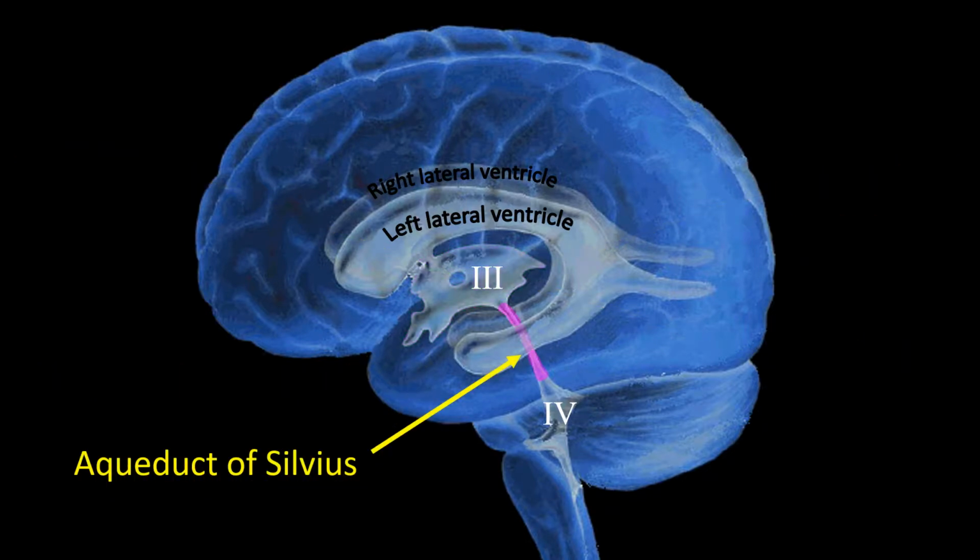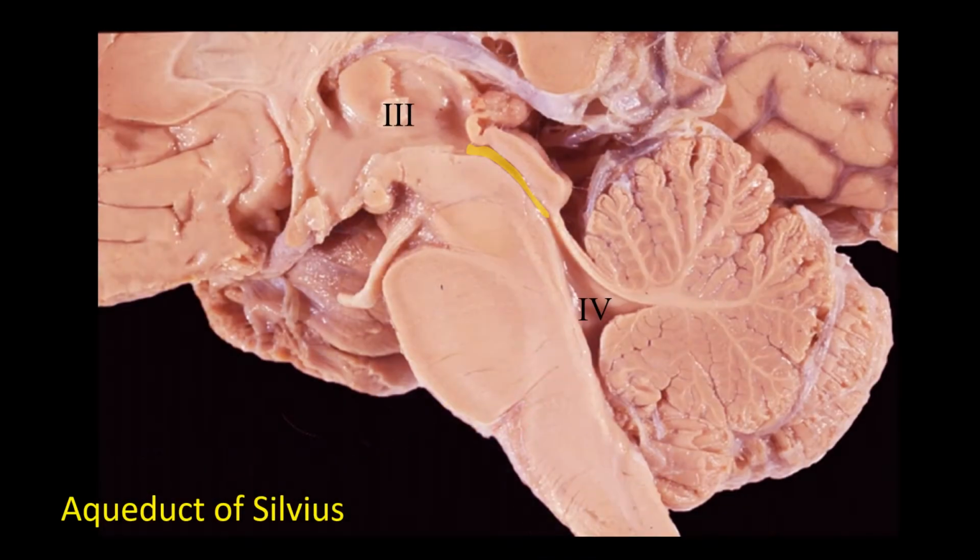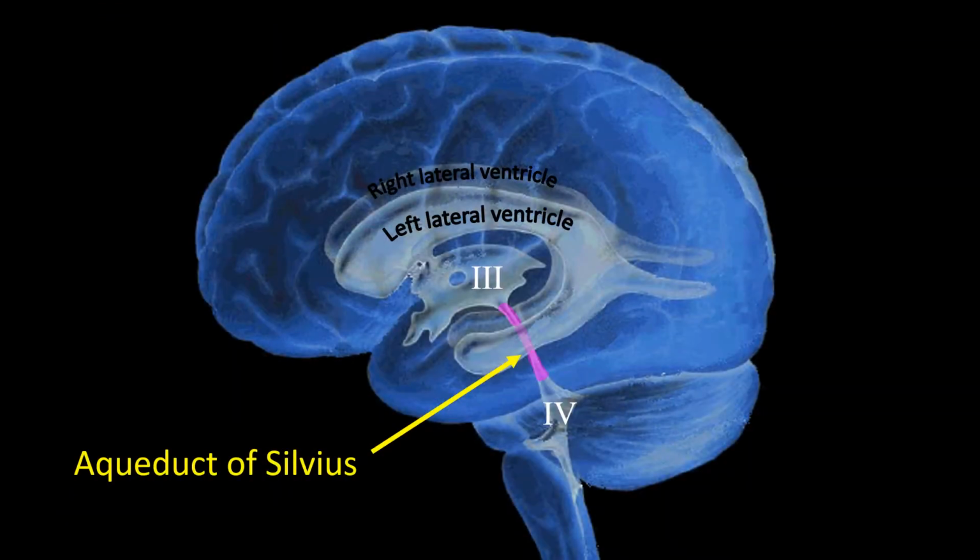Next, we have the aqueduct of Sylvius. The aqueduct of Sylvius communicates the third and the fourth ventricles. The aqueduct of Sylvius is a thin conduit ventral to the tectum or roof of the midbrain and dorsal to the midbrain tegmentum. So the aqueduct of Sylvius communicates the third and the fourth ventricles.